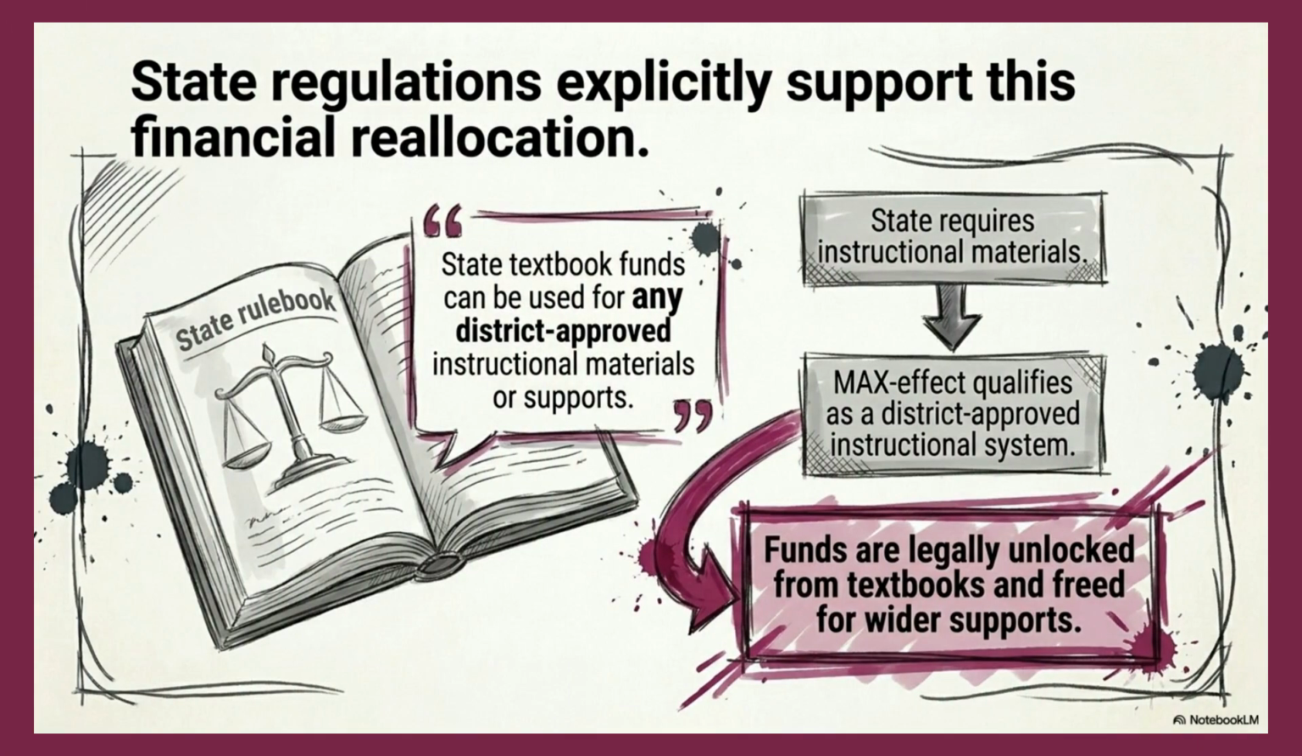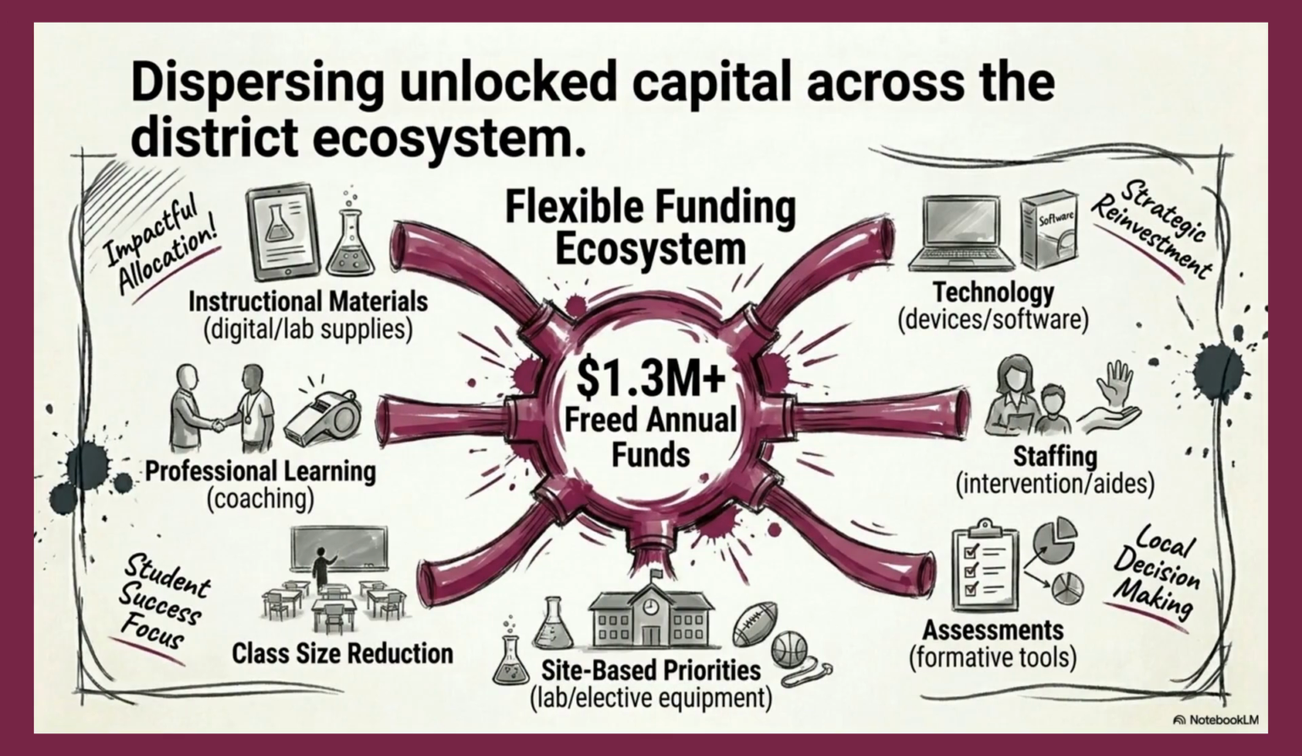State regulations explicitly support this financial reallocation. State textbook funds can be used for any district-approved instructional materials or supports. The Max Effect qualifies as a district-approved instructional system, legally unlocking funds for wider supports. The unlocked capital of over $1.3 million in freed annual funds can be dispersed across the district ecosystem. This includes instructional materials, professional learning, technology, staffing, assessments, class size reduction, and site-based priorities.